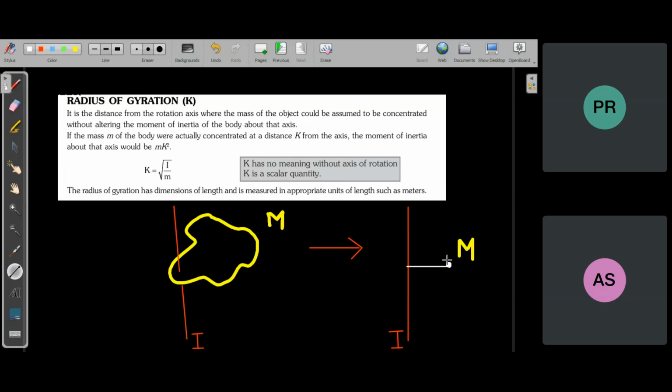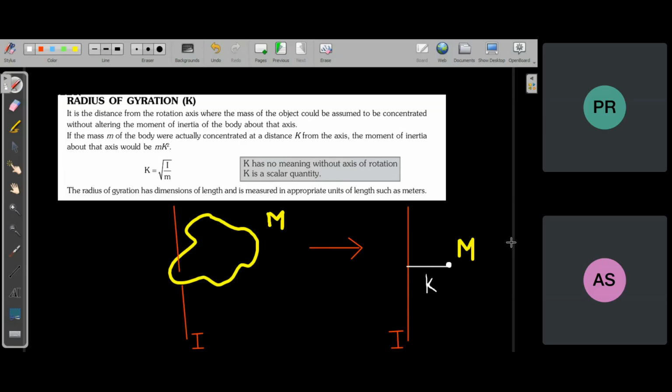Means if you replace this body by a point mass situated at a distance k, such that the moment of inertia of this particle comes exactly the same as the moment of inertia of this body, then that distance is nothing but the radius of gyration.